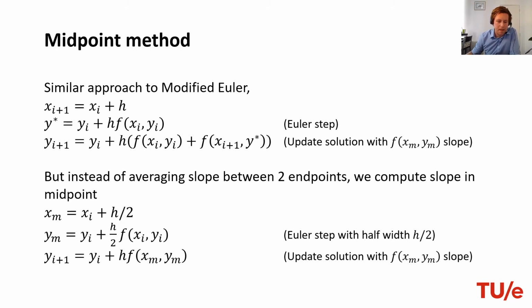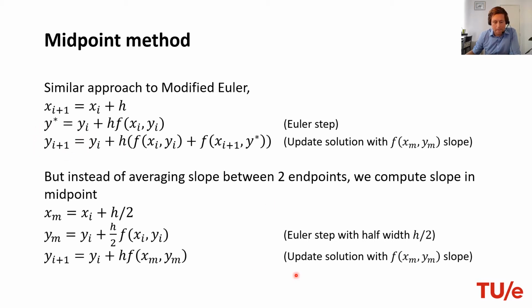on f. Now, in modified Euler, what we did was we take a full Euler step as this preliminary approximation here, and then we use this y star only to compute the slope at the point x i plus 1, y star, such that we can average out these two slopes in order to update the actual numerical solution that we're using.